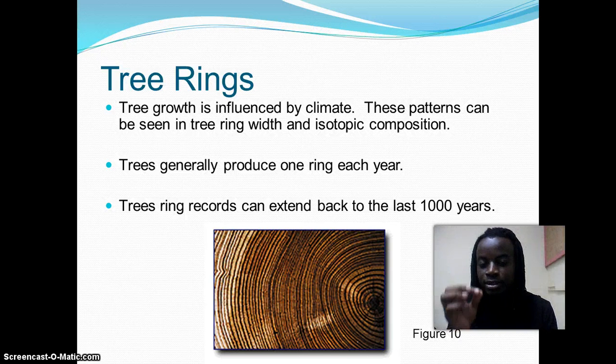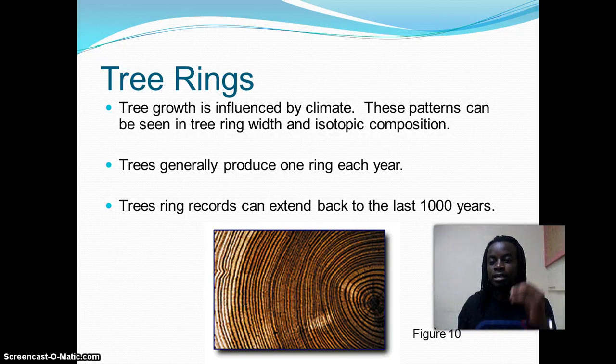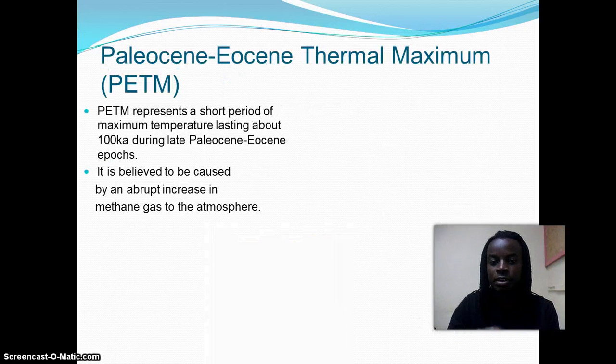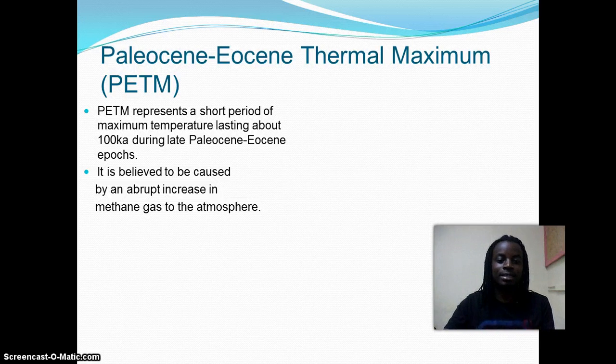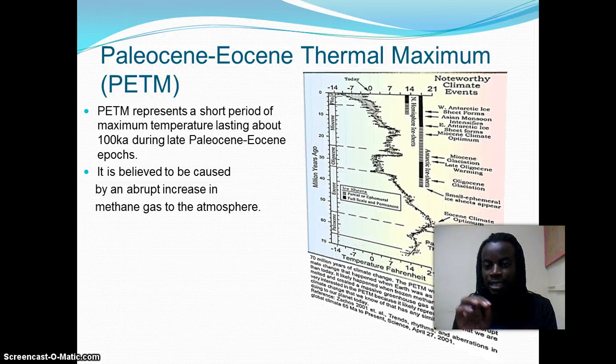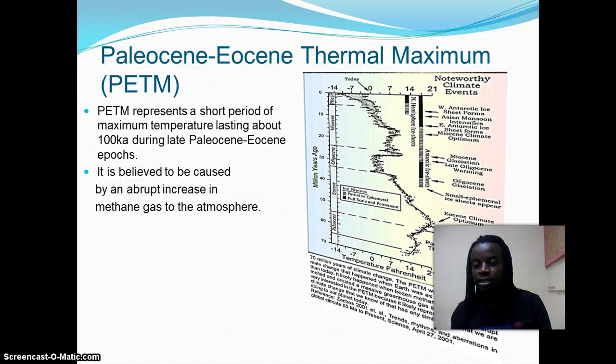As I've mentioned, the tree ring width tells us and indicates a different year of the tree that it has lived over the past 1,000 years. The paleoclimate, evidential climate, the PETM representation, a short period of maximum temperature lasting about 100 Ka during the past paleoclimatic episode. It's believed to be caused by an abrupt increase of methane gas into the atmosphere. This is the belief, it's not the proof that this is the reason why past climates have been behaving like this. And you can see the Eocene climate optimum, whereby the paleoclimate and the thermal maximum, we find it.